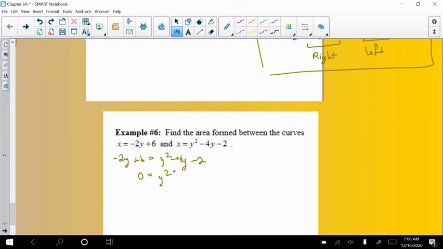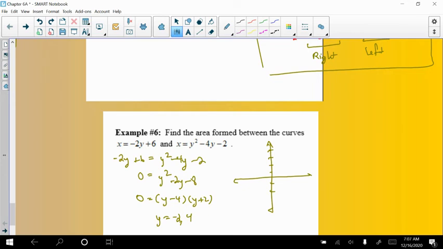So y squared, let's see if I add the 2y over, so it's minus 2y, then subtract the 6, so it's minus 8. So 0 equals y minus 4, y plus 2. So then y is equal to negative 2 or 4. So at least I knew, right? I kind of knew that there'd be 2, one lower, one higher. So I know that when y is negative 2, and y is 4, those are my 2 points of where the two curves intersect.